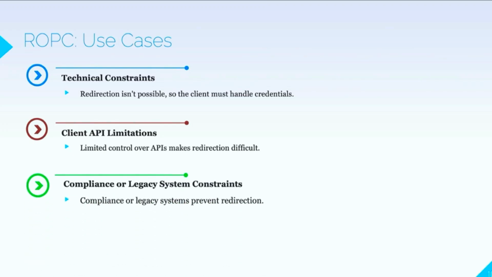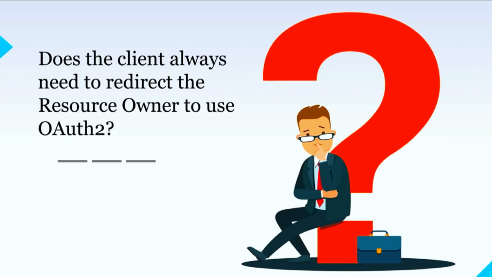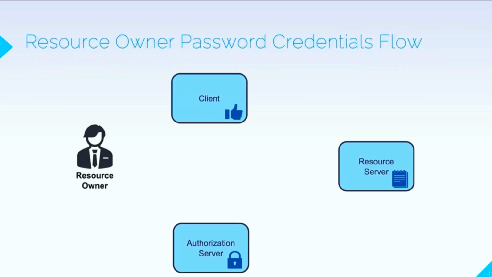Compliance or legacy system constraints. In some cases, compliance regulations or legacy system limitations don't allow redirection, so an alternative method is needed. In such scenarios, while it's not recommended, you might still want to use OAuth 2. So the question becomes, does the client always need to redirect the resource owner to use OAuth 2? This is where the resource owner password credentials flow comes into play. Let's explore how this flow works.